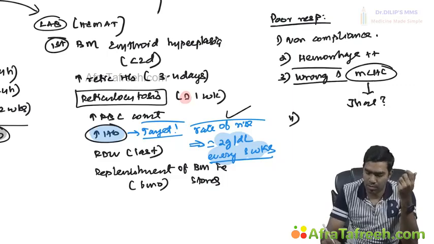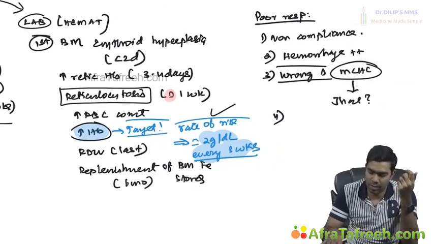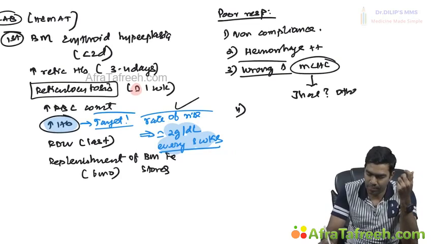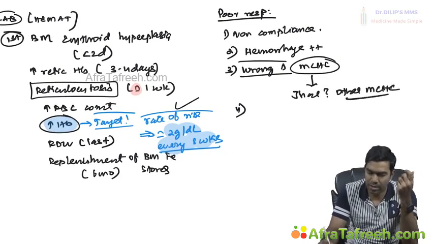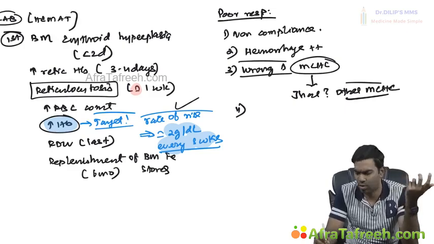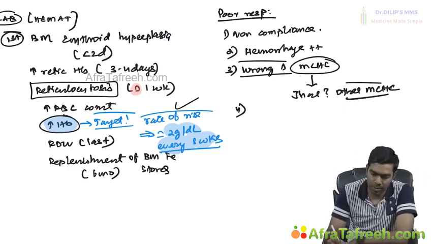Possible. So do not think about that. Or it could be other microcytic hypochromic anemias, like even a sideroblastic anemia or anemia of chronic disease. You are making a wrong diagnosis. That's why it's not improving.